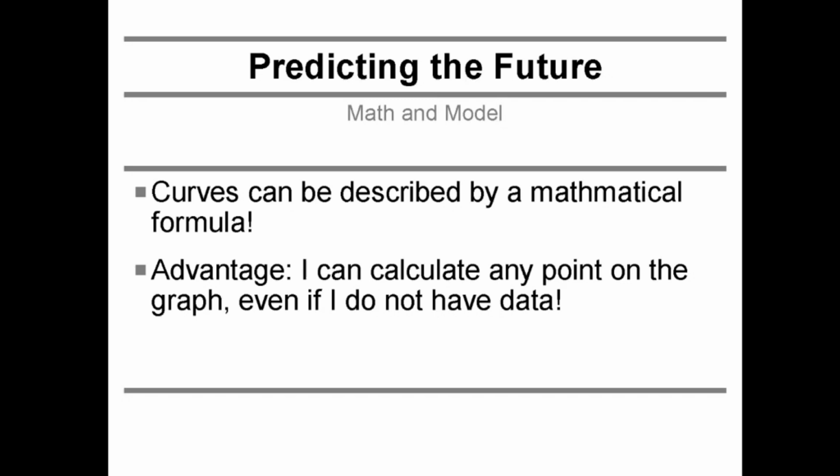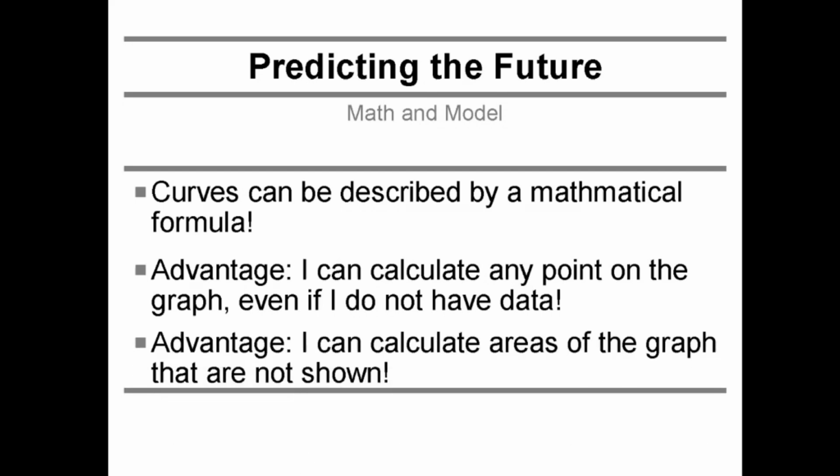What does it help me? Well, here's number one: if I have finally figured out a curve or a straight line, I can calculate any point on the graph even if I do not have data. And figure out, so what happens if one data set is this? What should the other one be? Or I can calculate areas of the graph that are not shown, something way outside of the graph. Maybe my graph goes to the year 2020, but I would like to see what happens in 2025. That's outside of the graph, but if my graph holds steady, I can predict what might happen in 2025.